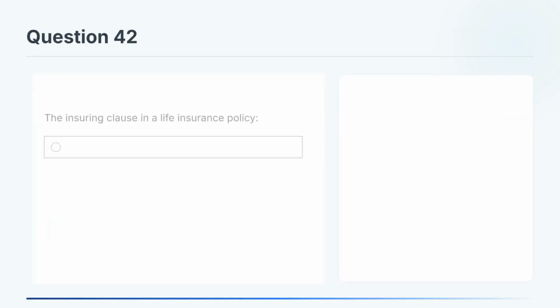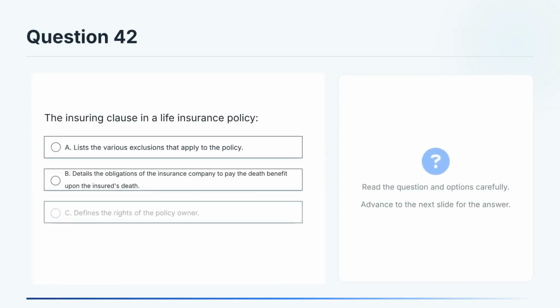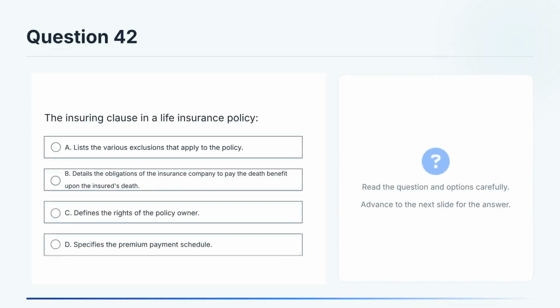Question 42. The insuring clause in a life insurance policy, A. Lists the various exclusions that apply to the policy. B. Details the obligations of the insurance company to pay the death benefit upon the insured's death. C. Defines the rights of the policy owner. D. Specifies the premium payment schedule.